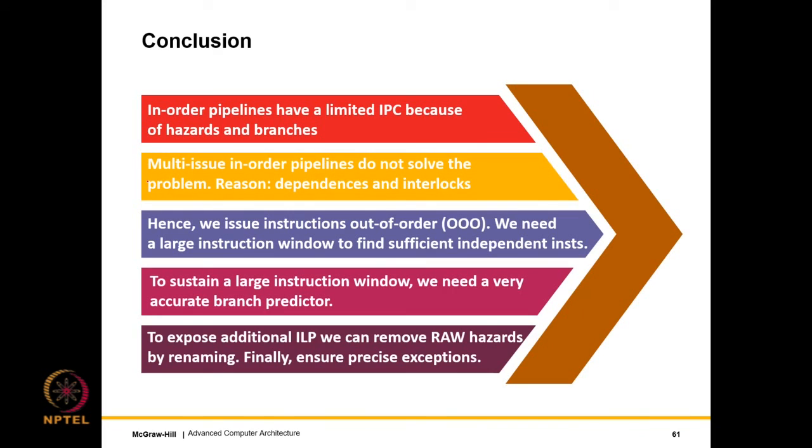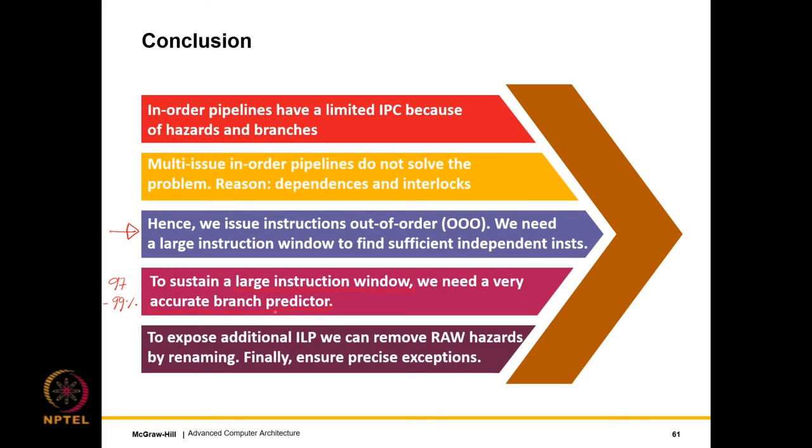What we instead need to do is change our thinking and go for out of order processors. Alright. So in out of order processors, we need a large instruction window to find a sufficient number of independent instructions. To sustain the large instruction window, we would need a very accurate branch predictor, right? We have looked at some accuracy numbers, but something like 97 to 99% is the minimum that we need, right? More, not less.